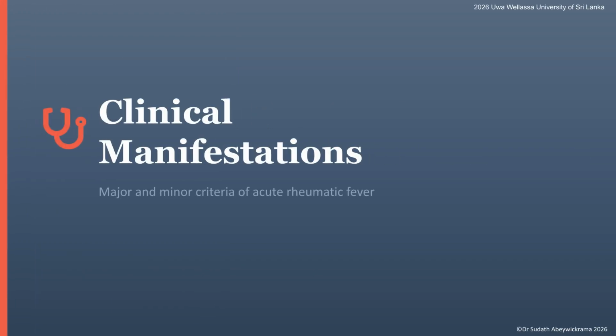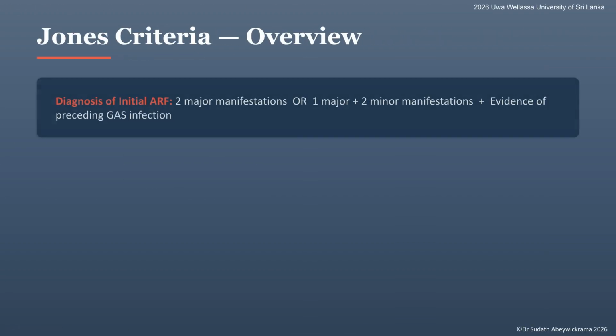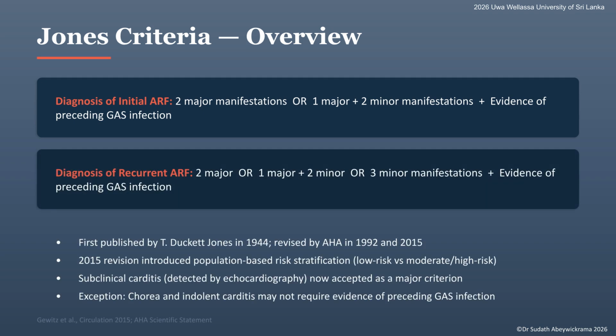Now we transition to the clinical manifestations, which are classified using the major and minor criteria of acute rheumatic fever. The Jones criteria, revised in 2015, diagnose initial ARF with either 2 major or 1 major and 2 minor manifestations, plus evidence of preceding GAS infection. For recurrent ARF, the requirements are 2 major, 1 major and 2 minor, or 3 minor manifestations, along with evidence of GAS infection. Subclinical carditis is now a major criterion.